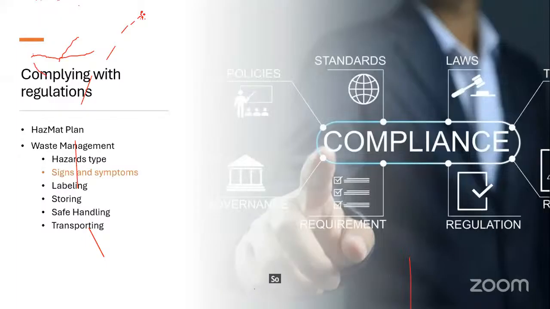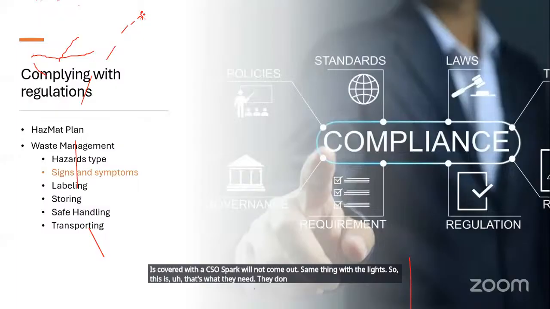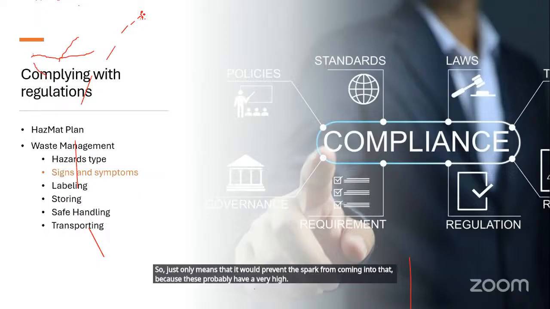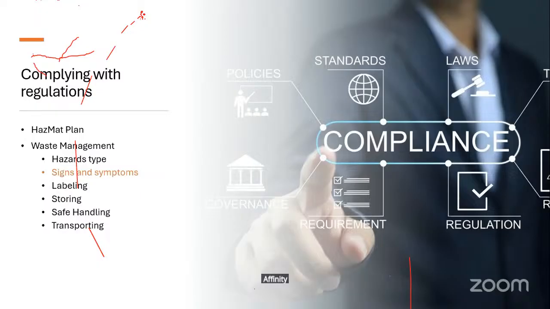So it doesn't mean that it will not explode. That means it will be covered, wherever the light is, covered with a seal, so spark will not come out. Same thing with the lights. So that's what they mean. They don't mean that the fridge itself is not going to explode, or that if there's an explosion inside, it will hold the explosion. It only means that it will prevent the spark from coming into that, because these probably have a very high flammability property or very, very low flash point.